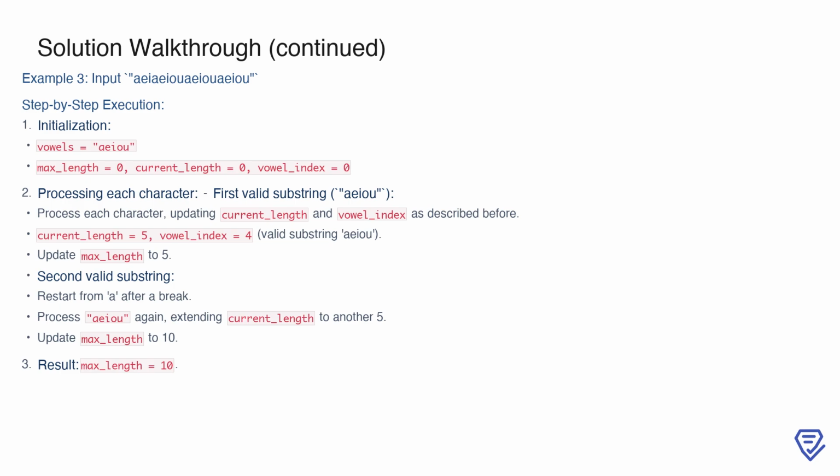After a break in the sequence, we restart from A and find another valid substring, AIOU, later in the input. Once again, current_length reaches 5, and since this adds to our previously found valid substring, we update max_length to 10. This represents the combined length of the two valid substrings in the input.